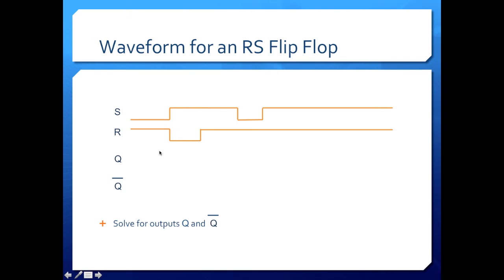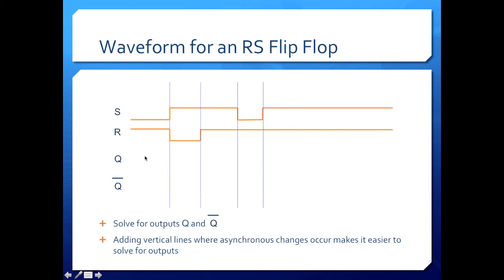So if we want to solve for Q and Q0, it's actually a lot easier if we insert these vertical dotted lines where these changes occur. Since this is an asynchronous flip-flop, we're going to insert these dotted lines at these points where they change. It just so happens that R and S change at the same time here, so they're sharing that dotted line. The next change occurs when R goes from 0 to 1, and the next change occurs when S goes from 1 to 0, and then back up to 1.